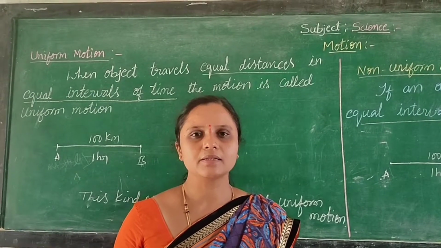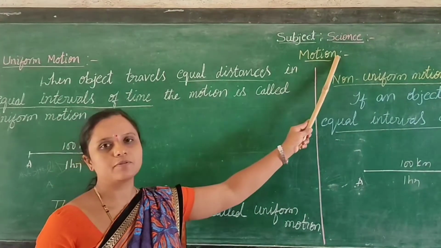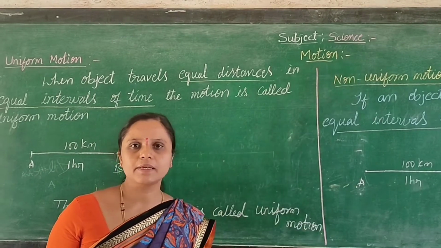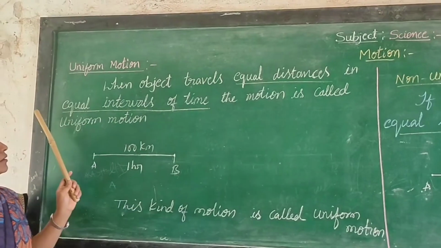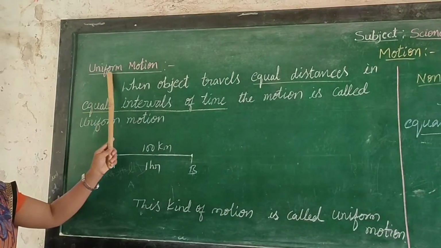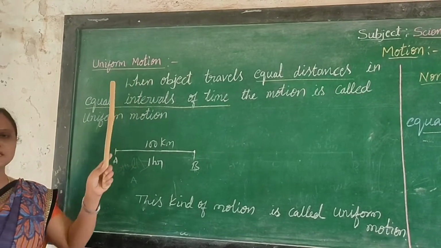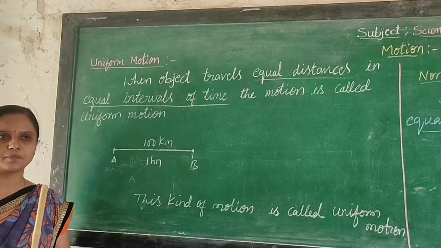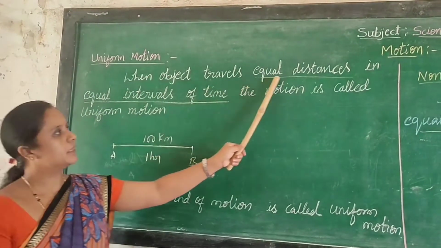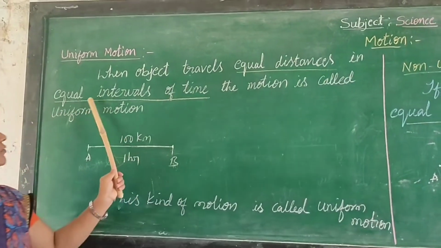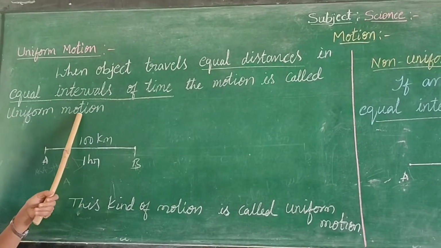In the last class, we already studied some basic concepts of motion and types of motion. In this class, we will classify motion according to two categories. The first category of motion is called uniform motion. What is meant by uniform motion? First, I will read this definition. When an object travels equal distances in equal intervals of time, the motion is called uniform motion.